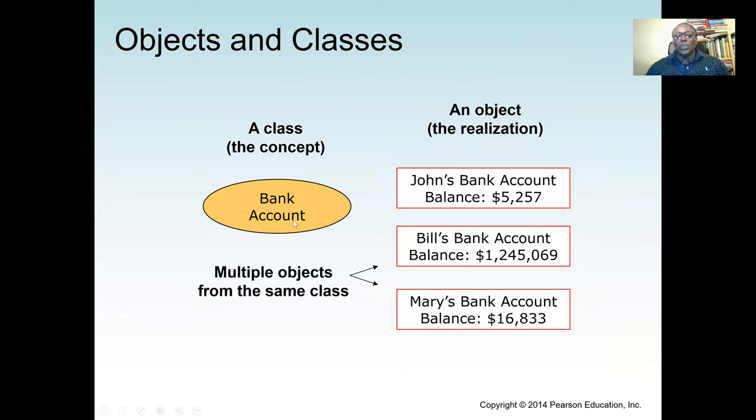This is an example here. We have the bank account again. This is a class. From the class bank account, you can see that we have created actual bank accounts for three customers. We have John's bank account, Bill's bank account, Mary's bank account, and also the balance of each. So this would be the object. An object is the realization. This is where we have to allocate the memory. This is an actual object, but again, the class is just a template or a blueprint. So a class is the concept, and an object is the realization.